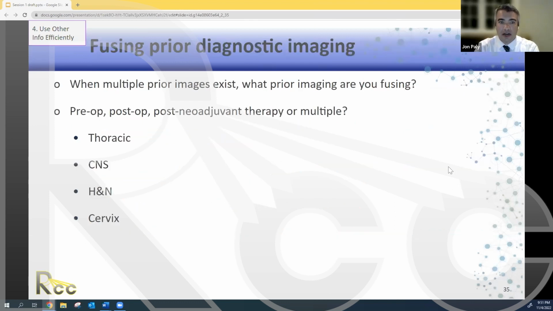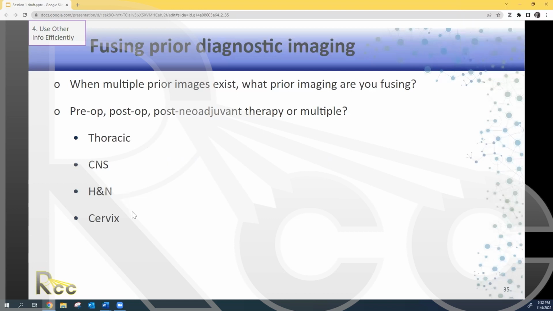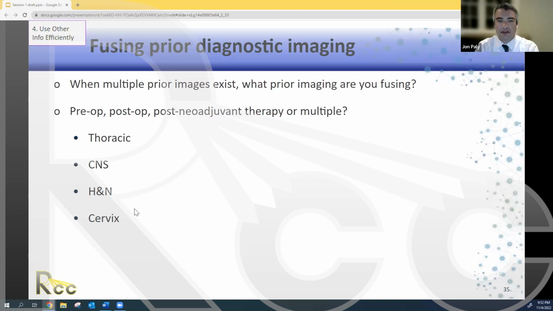Now, there are often multiple prior images that exist. So going back to talking about sharpening our axe, we want to have decided which scans we are actually looking at. Are we looking at pre-op scans, post-operative scans, post-neoadjuvant therapy scans, or multiple of these scans, and which ones are we fusing? This will differ depending on the disease site, whether thoracic, brain, head and neck, or cervix. The answer can be one or both of, or multiple of, these. So it's important to decide that first.